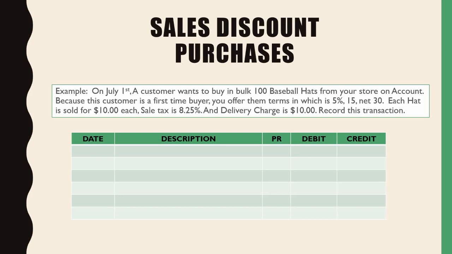So, all of this is because this person decides to come into the store. They say, I want 100 of those. We don't have 100 available, but I can ship it to you if you want them. And because you're a first-time buyer and you're going to place this on account, I'm going to give you an incentive. If you can pay me back within 15 days, I will give you an additional 5% discount. So with that being said, how are you going to be journalizing this?